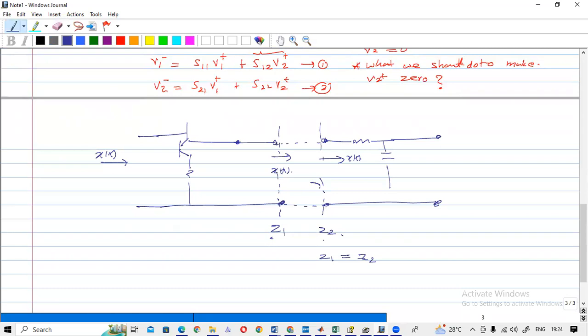Some signal will be reflected again inside the amplifier, no? Okay. Now the reflected signal is in this direction. That reflected signal is the input to the amplifier, no? This reflected signal is the input to the amplifier.